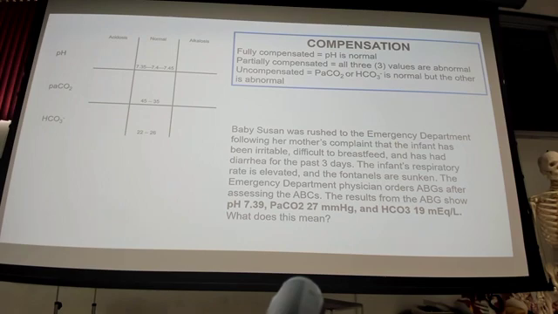So, pH, where does the pH fall for this baby? Normal, 7.39, okay? What about the carbon dioxide levels? It is low, so that would indicate alkalosis. And then the bicarbonate level is what? Low, high? Low, all right. Low. So, what is this patient suffering?